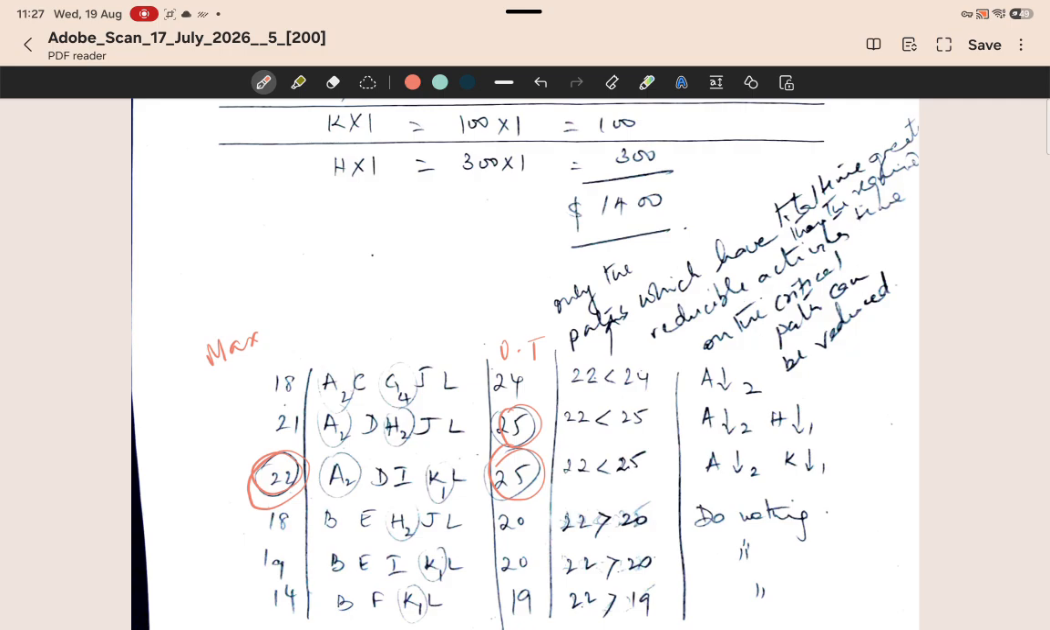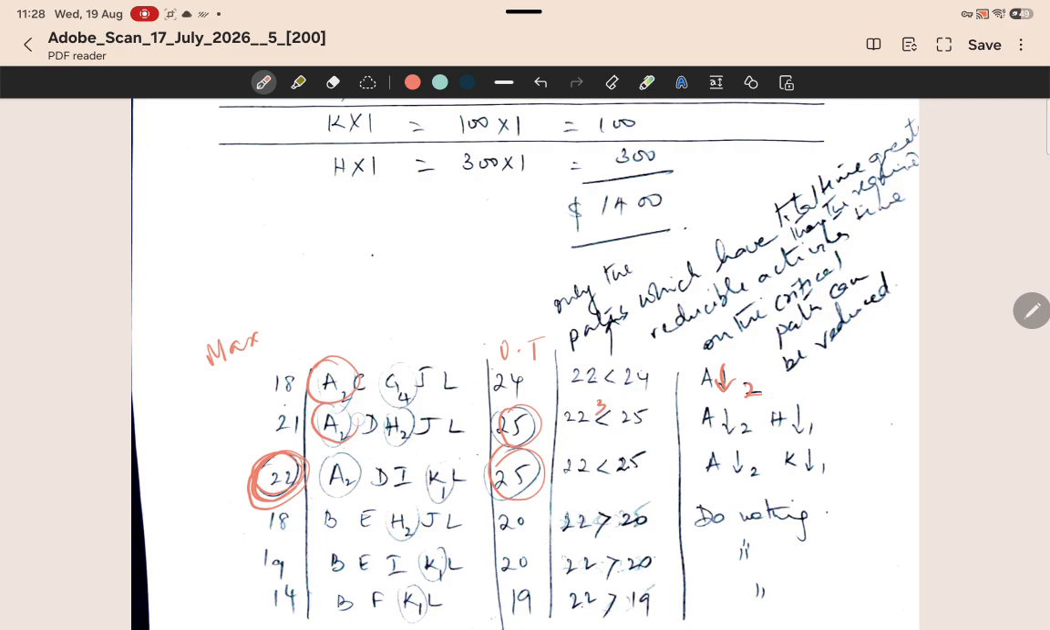Okay, I don't know if that makes sense, but if you look at what I've written, the maximum reduction here is 22, and 22 is less than 24, and so we actually can reduce something along this path, and the activity that we can reduce is A by 2. Now on the next path, 22, maximum reduction is less than 25, which was the original time, which means the difference is 3.